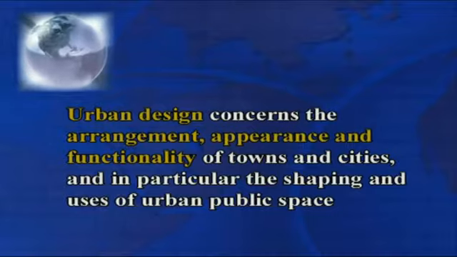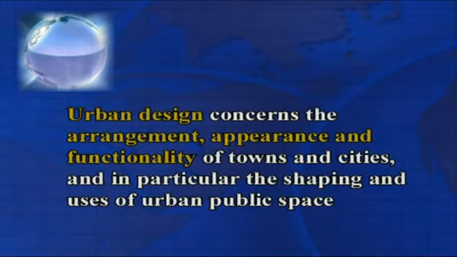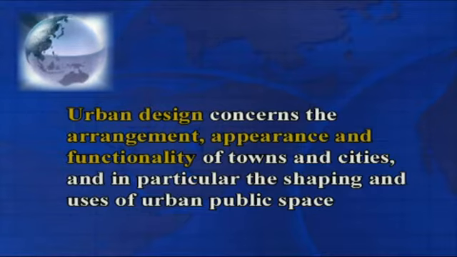Urban geography includes two essential components. One is urban design, another one is the theory of city design. Let us see urban design. Urban design concerns the arrangement, appearance and functionality of towns and cities, and in particular the shaping and uses of urban public space. It has many subunits like urban planning, landscape architecture or architecture. In recent times, it has been linked to an emergent discipline such as landscape urbanism.